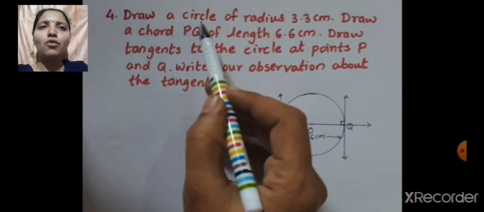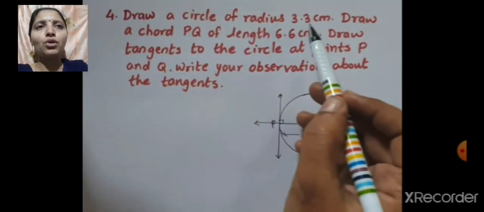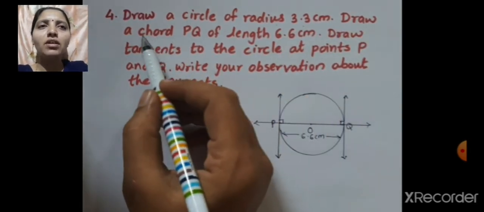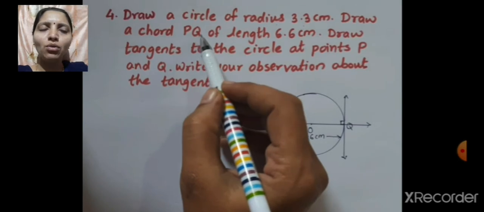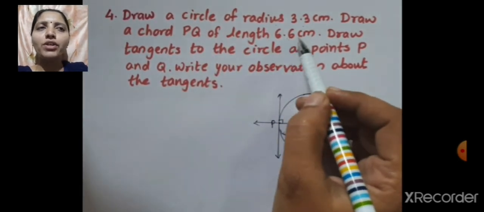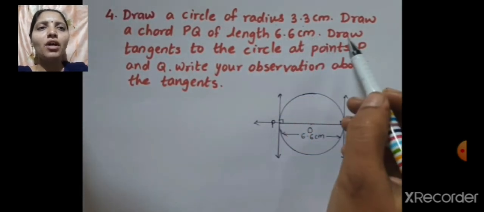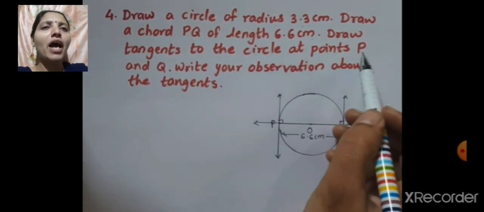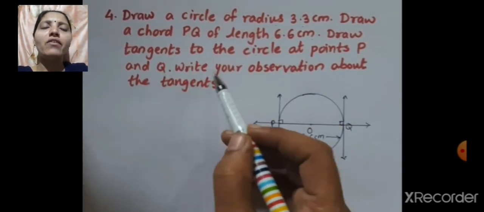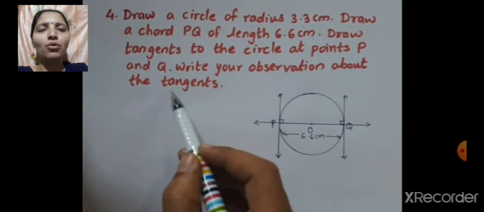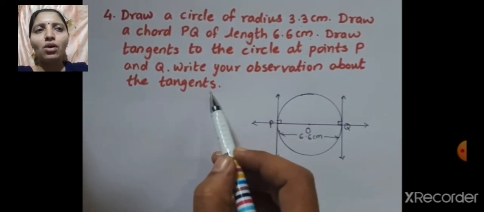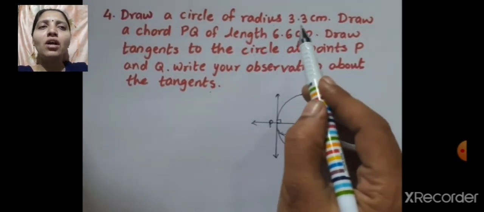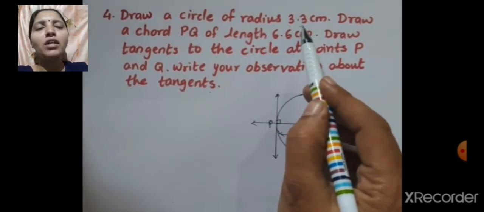Fourth sum from practice set 4.2. Draw a circle of radius 3.3 cm. Draw a chord PQ of length 6.6 cm. Draw tangents to the circle at points P and Q and write your observation about the tangents. Now, I told you that at a point on the circle we can draw only one tangent.